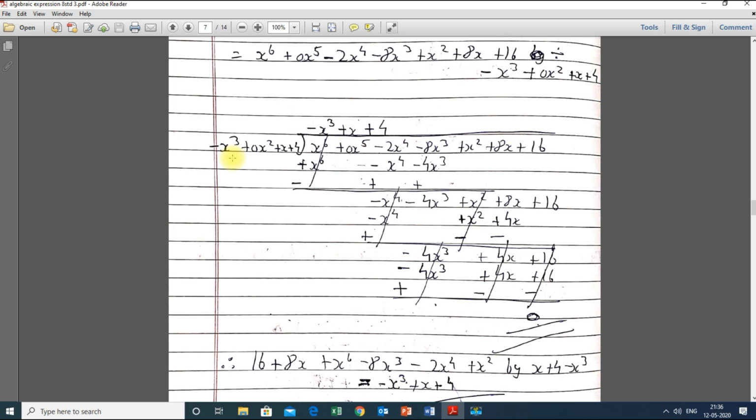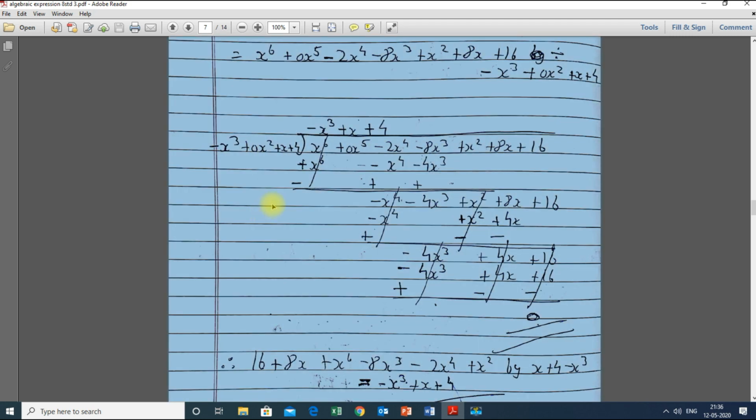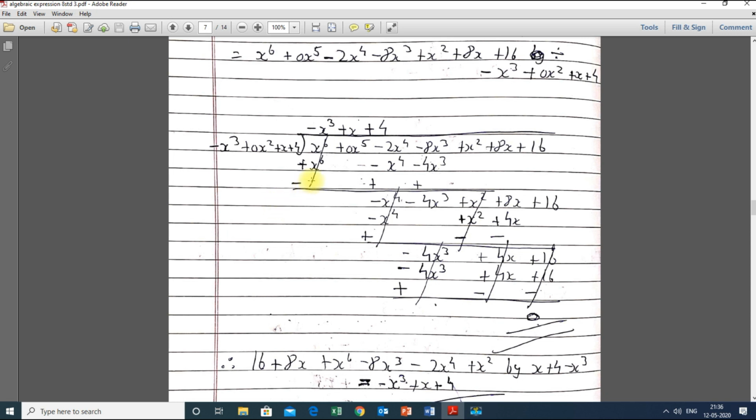Next, what I will do, I want x raised to 6. But before finding x raised to 6, keep in mind that here there is a minus sign and we want plus x raised to 6. Whatever the term is there, exactly the same way I want. So minus x raised to 3 into minus x raised to 3. This minus minus is plus, so I will get plus over here. That is why I wrote minus over here, because I want plus x raised to 6. Therefore plus over here. x raised to 3 into x raised to 3 gives me x raised to 6. I'm multiplying over here.